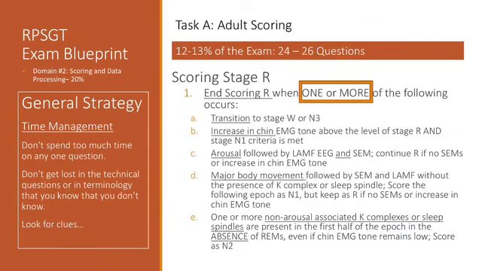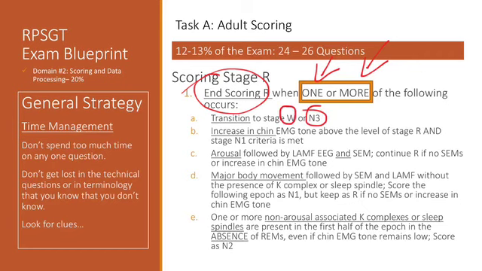So let's talk about, when do we stop scoring stage R? Again, the scoring manual is really good about telling us when to begin staging, when to continue, and then how to stop. So how do we end stage R? When one or more of the following occurs. Number one, you have a transition to stage wake or stage 3.